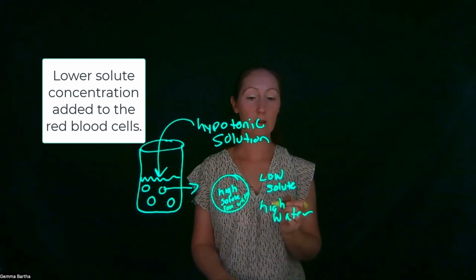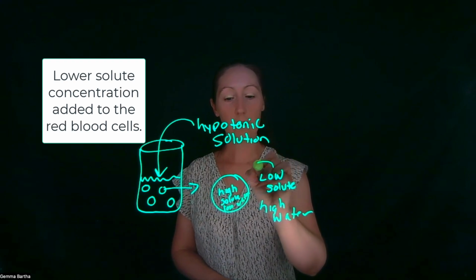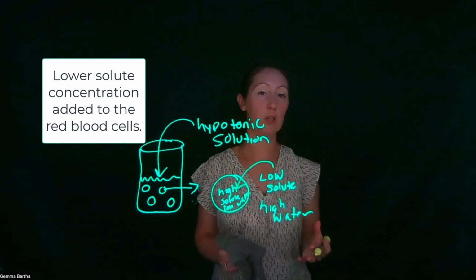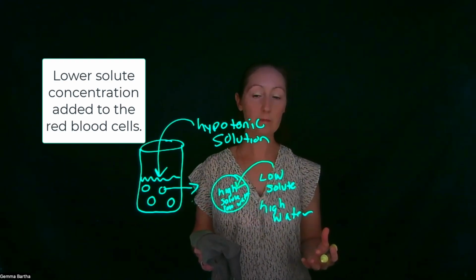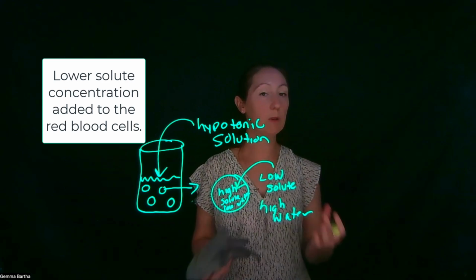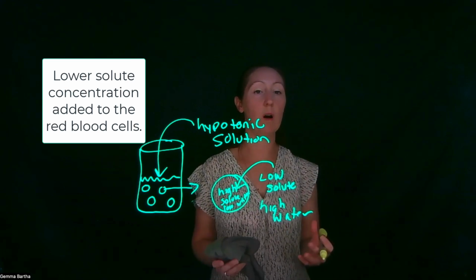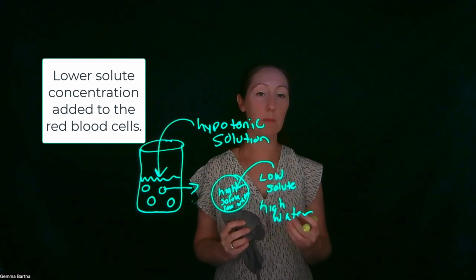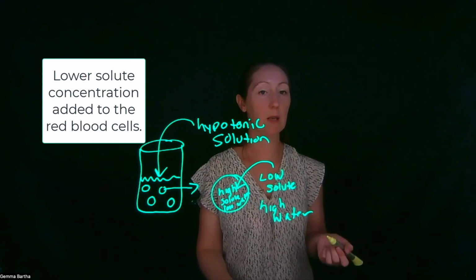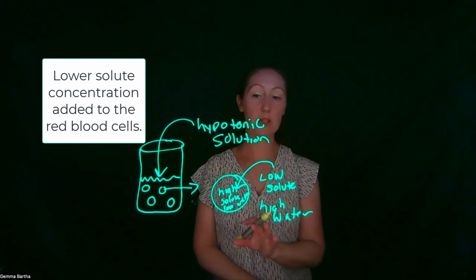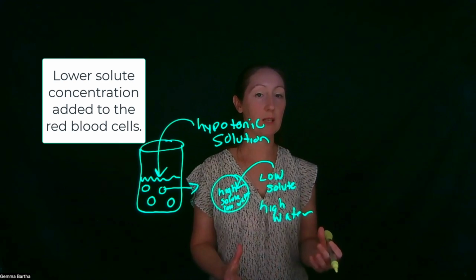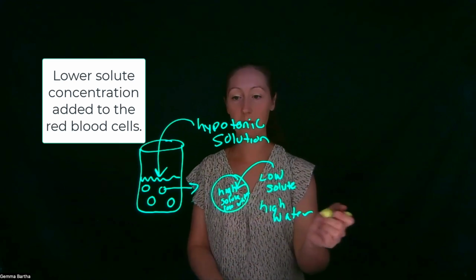What would happen? Water would rush into that cell. If this is a plant cell, it wouldn't be an issue. Plant cells have cell walls, and so they can hold up to that pressure. But unfortunately, with a red blood cell, if you were to inject somebody with water, their cells would burst.